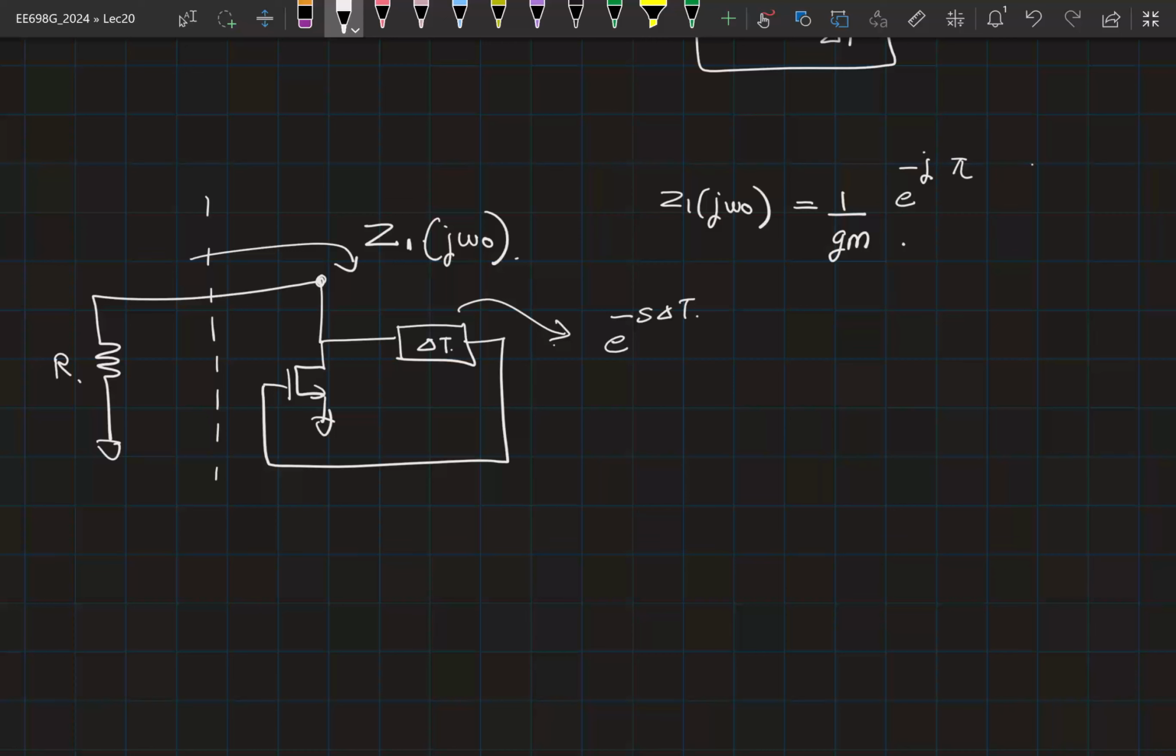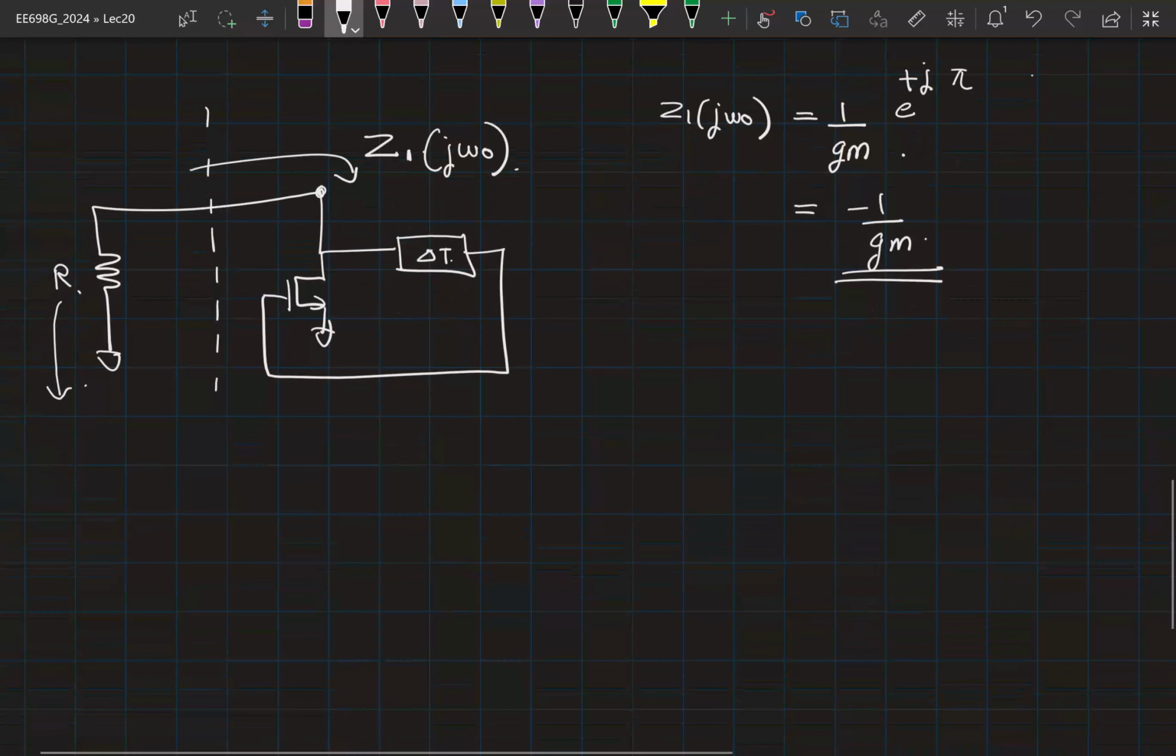Right. No, this is correct. This is in the denominator, so it becomes plus. Correct. So this is equal to minus 1 by gm. Now, any comments on what should be the value of r? R has to be 1 by gm.